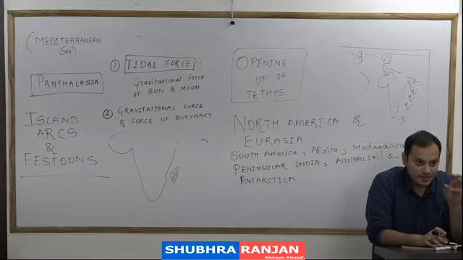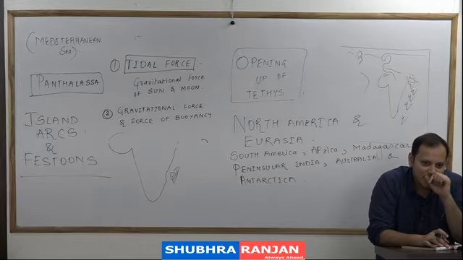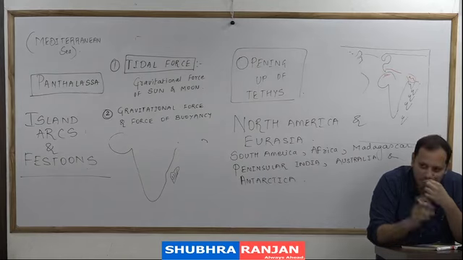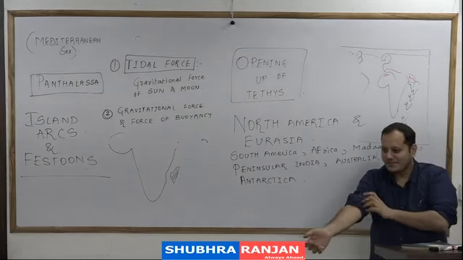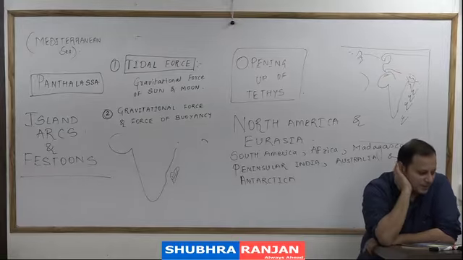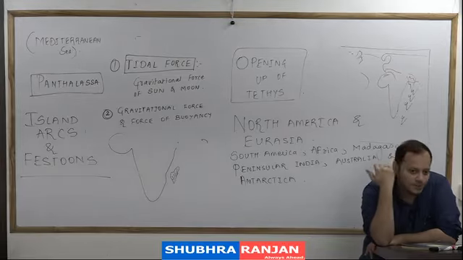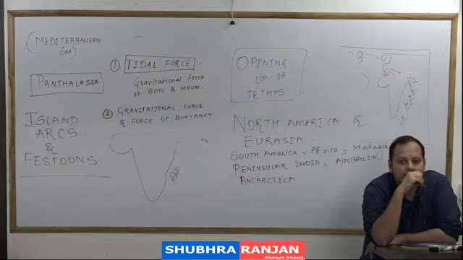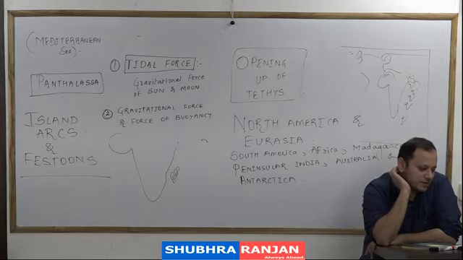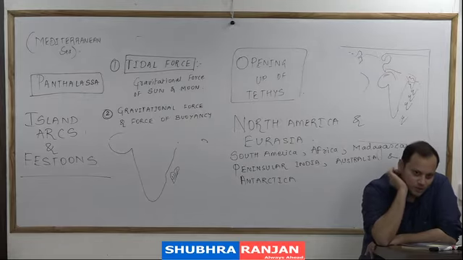Now next point here is the criticisms of Wegener's theory, or the continental drift theory. What is the first criticism? That is, the theory cannot explain the forces responsible for the drift. That is the first criticism. He cannot explain the forces responsible for the drift, because the tidal force cannot be so strong.